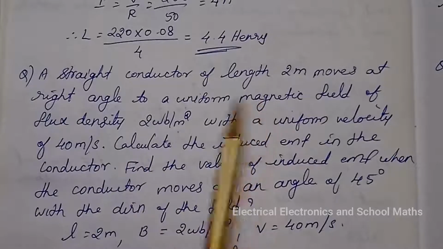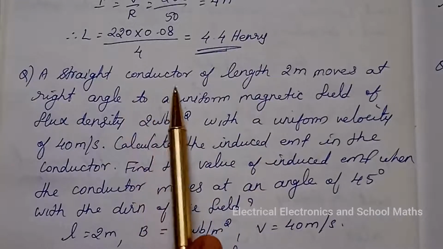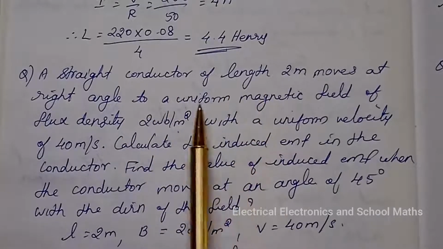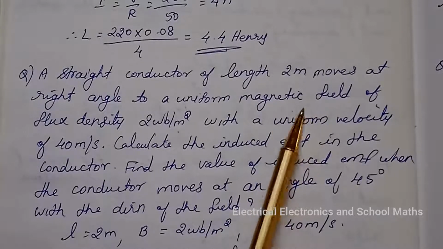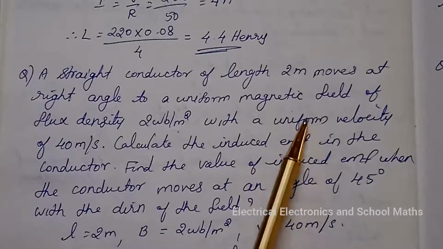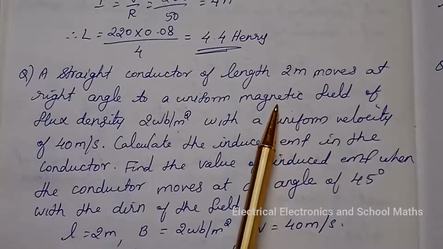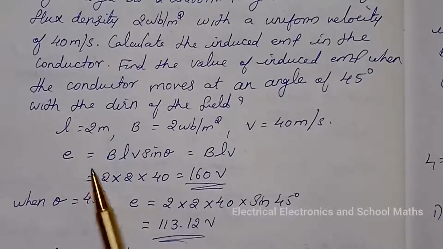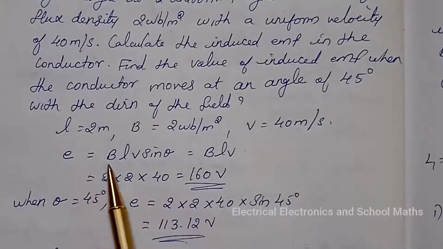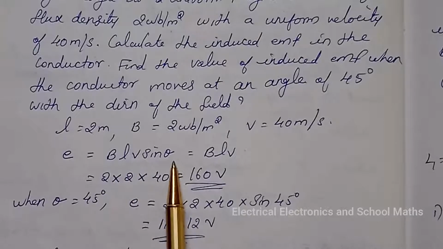From the question, we know that the conductor is moving and the magnetic field is stationary. And this is the case of dynamically induced EMF. And the dynamically induced EMF is given by B L V sin theta.